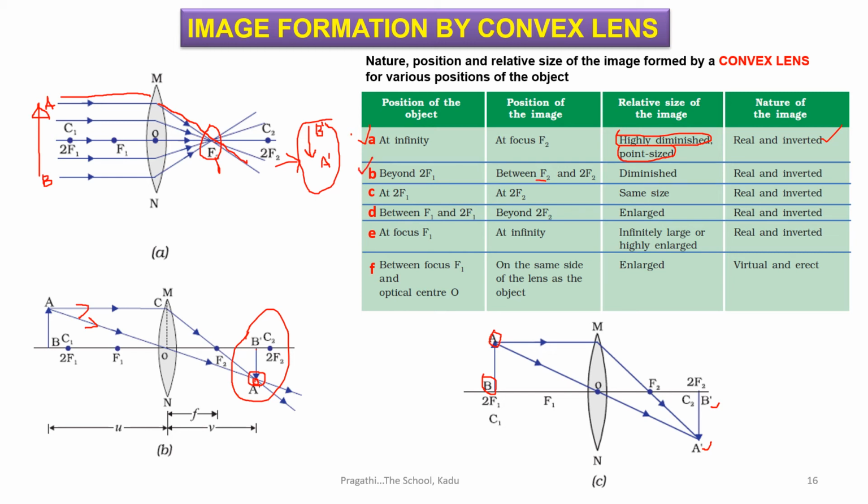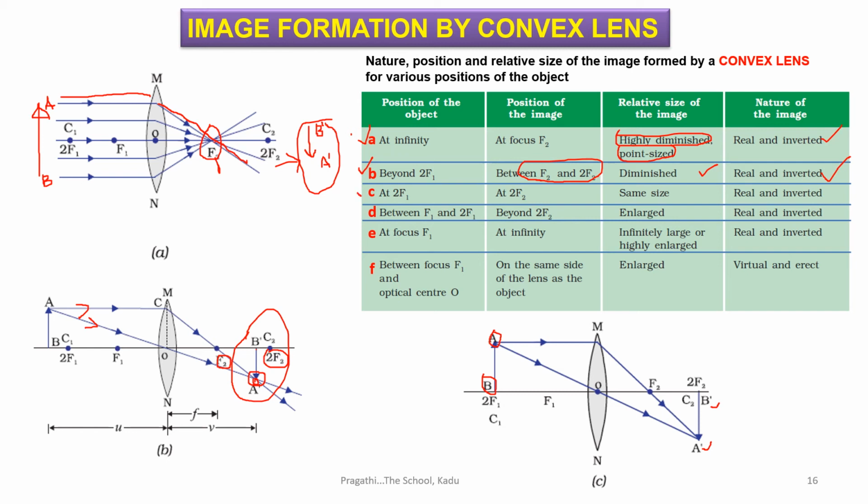The image is formed between F2 and 2F2. See here, the image is formed between these two points, F2 and 2F2, so it is in between. It is diminished. Diminished means comparatively small. See, this is bigger and this is smaller. Comparatively it is diminished, but real and inverted. Real means a solid line should be there. Inverted means the arrow head is down. So that's why we call it inverted.